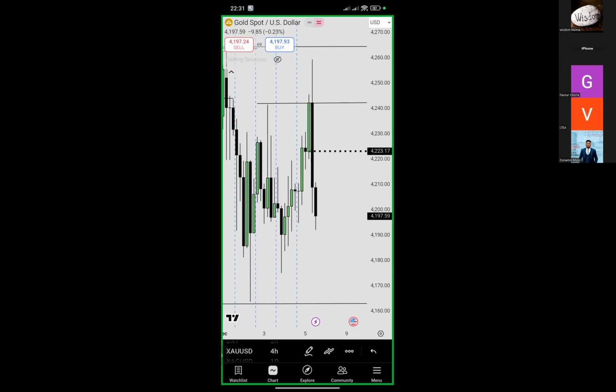And I will not be surprised either way if we start ranging throughout this week. We have news this week, so it's possible, at least for the first day or tomorrow, that we will range, going up and down, up and down without heading towards one direction. I will not be surprised. But for sure, we are expanding to the upside.